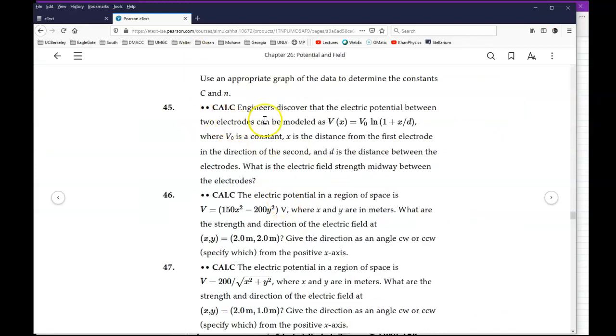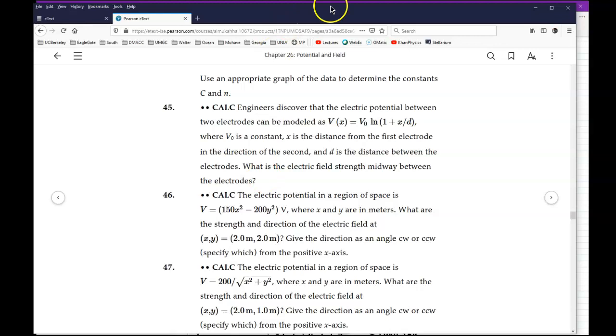So 45 says, engineers discover that the electric potential between two electrodes can be modeled as, this is the potential function, V of x. Okay, so the variable here is x. V of x is equal to V naught, which is a constant, natural log of 1 plus x over d, where V naught is a constant, x is the distance from the first electrode in the direction of the second, and d is the distance between the electrodes. Okay, what is the electric field strength midway between the electrodes? So you want to know the strength midway between the electrodes. How do we do that?